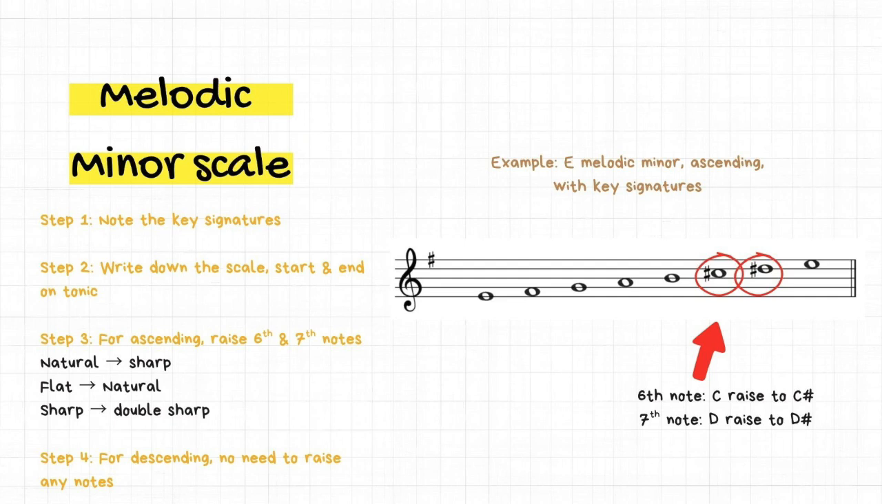In this example, it's E melodic minor ascending with key signatures. The 6th note is a C raised to C sharp, and 7th note D raised to a D sharp.